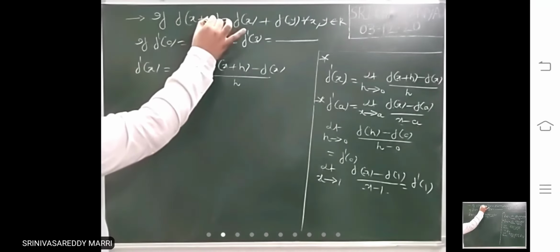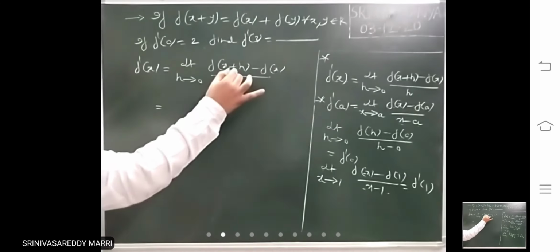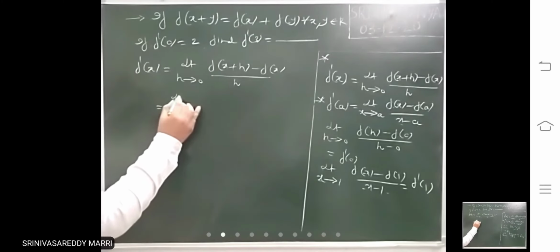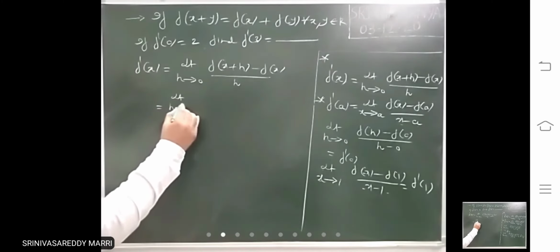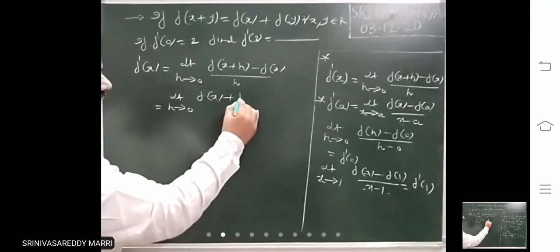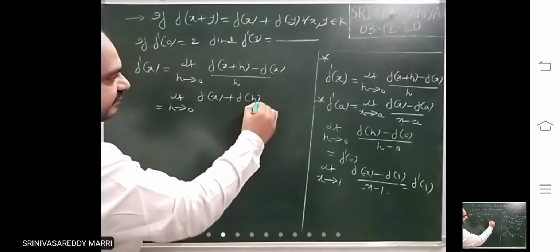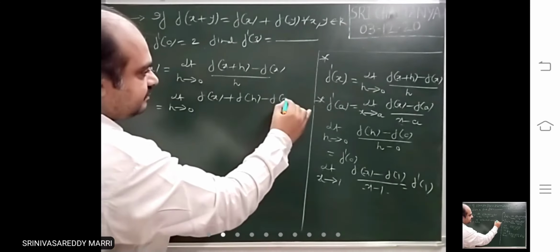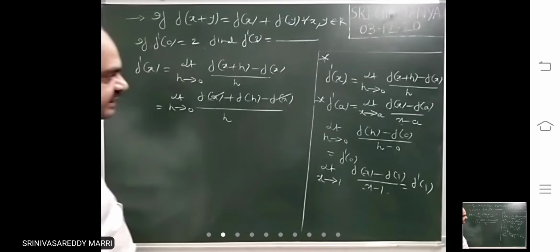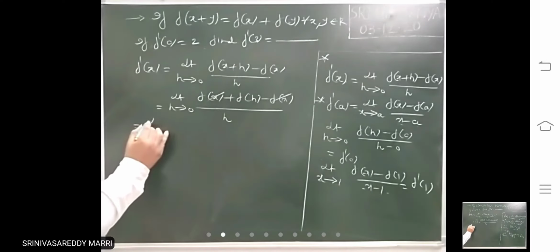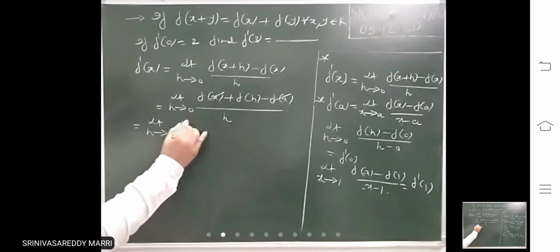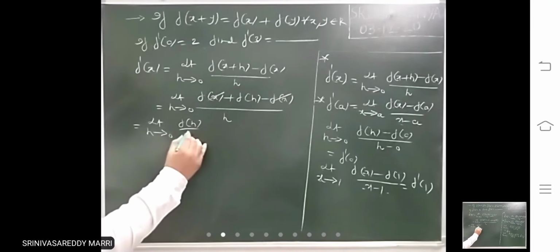So now use this rule. F of x plus y is given. So here this is x, this is y. Use that rule, it is satisfying this condition. Limit h tends to 0, f of x plus f of h minus f of x divided by h. F of x cancels. That means you got limit h tends to 0, f of h divided by h.